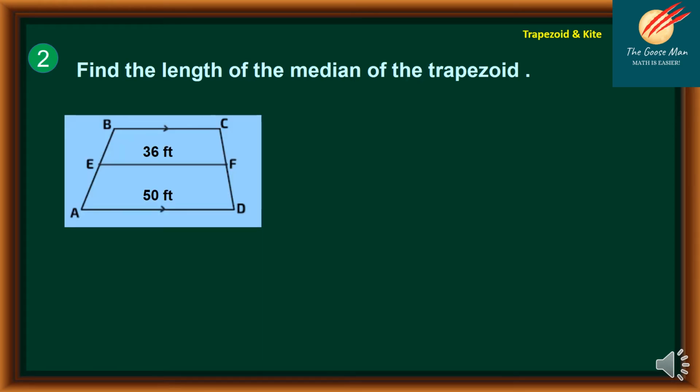Moving on to our example number 2. Find the length of the median of the trapezoid. Let's consider the illustration on the left side. Again, EF is equal to BC plus AD times 1/2. But EF is actually 36, so 36 is equal to 1/2 times BC plus 50.